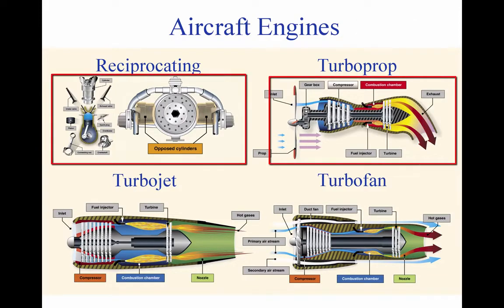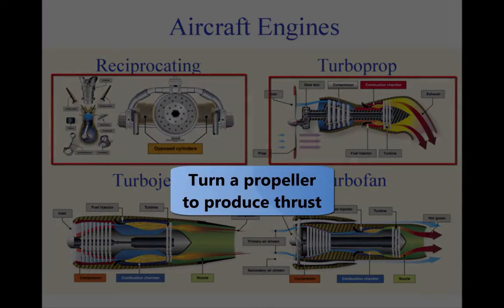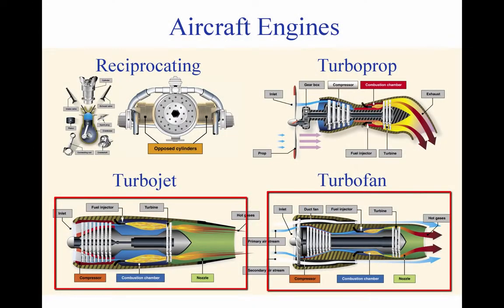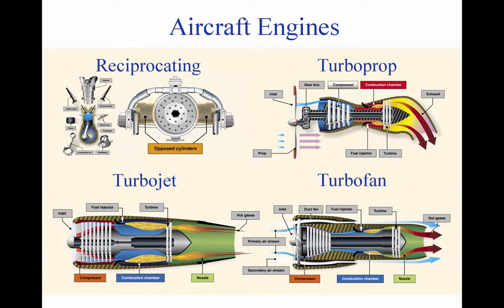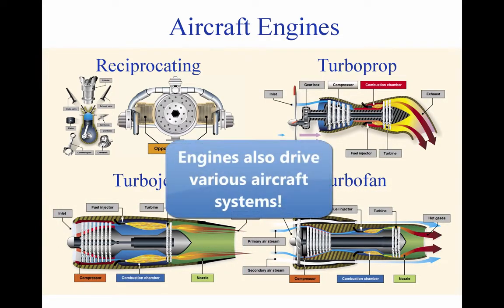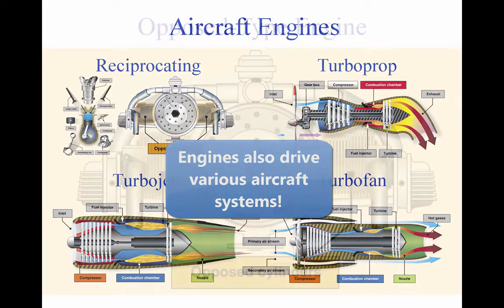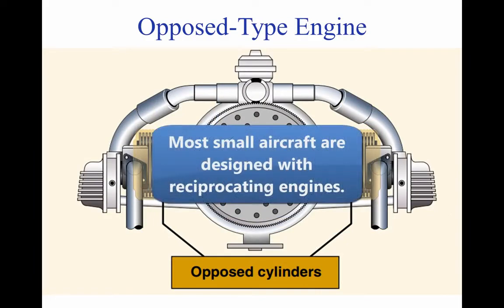Reciprocating engines and turboprop engines work in combination with a propeller to produce thrust. Turbojet and turbofan engines produce thrust by increasing the velocity of air flowing through the engine. All of these power plants also drive the various systems that support the operation of an aircraft. Most small aircraft are designed with reciprocating engines.